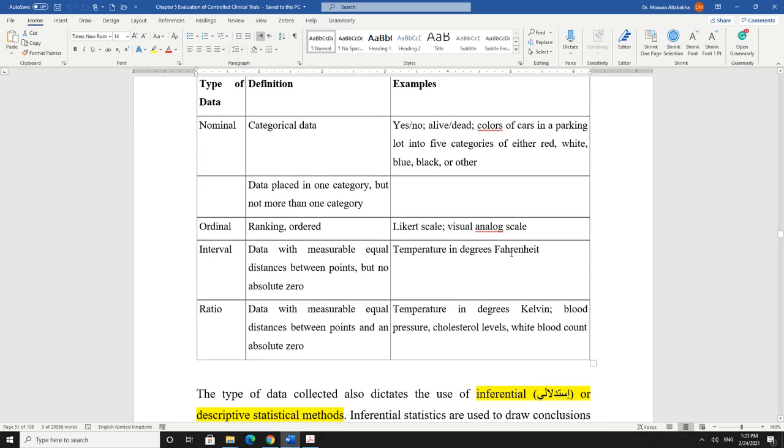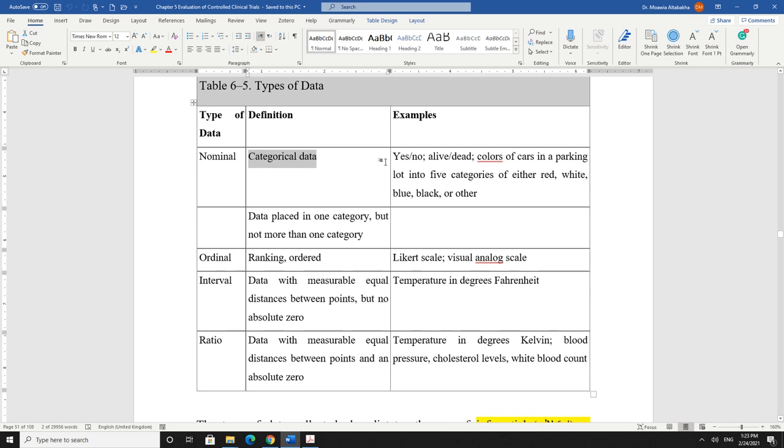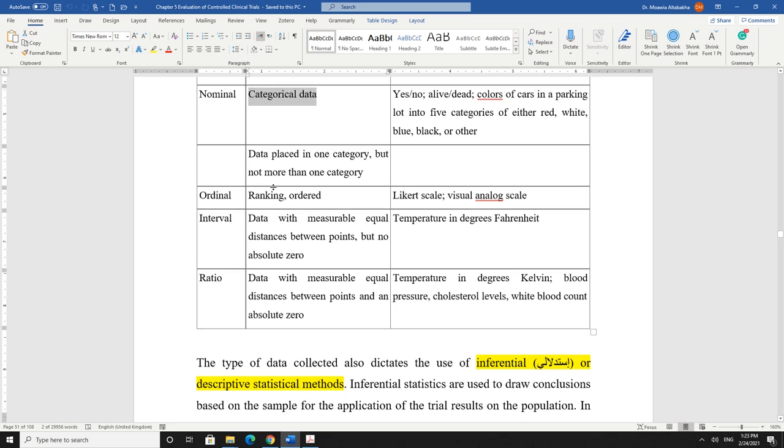But here in this table, you will see a summary of the data types. Nominal, what type of data is it? It's categorical, such as yes, no, alive, dead, colors, okay. Data placed in one category, but it cannot be in more than one category, okay. Meaning mutually exclusive. It cannot be in more than one category, just one category, yes or no, okay.